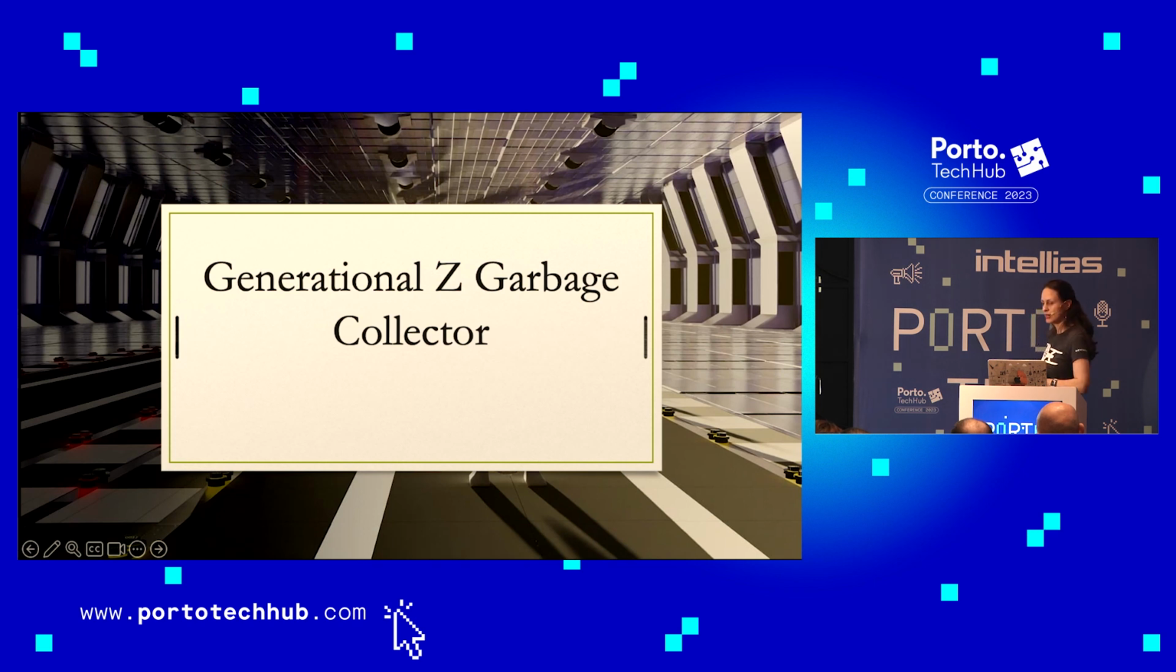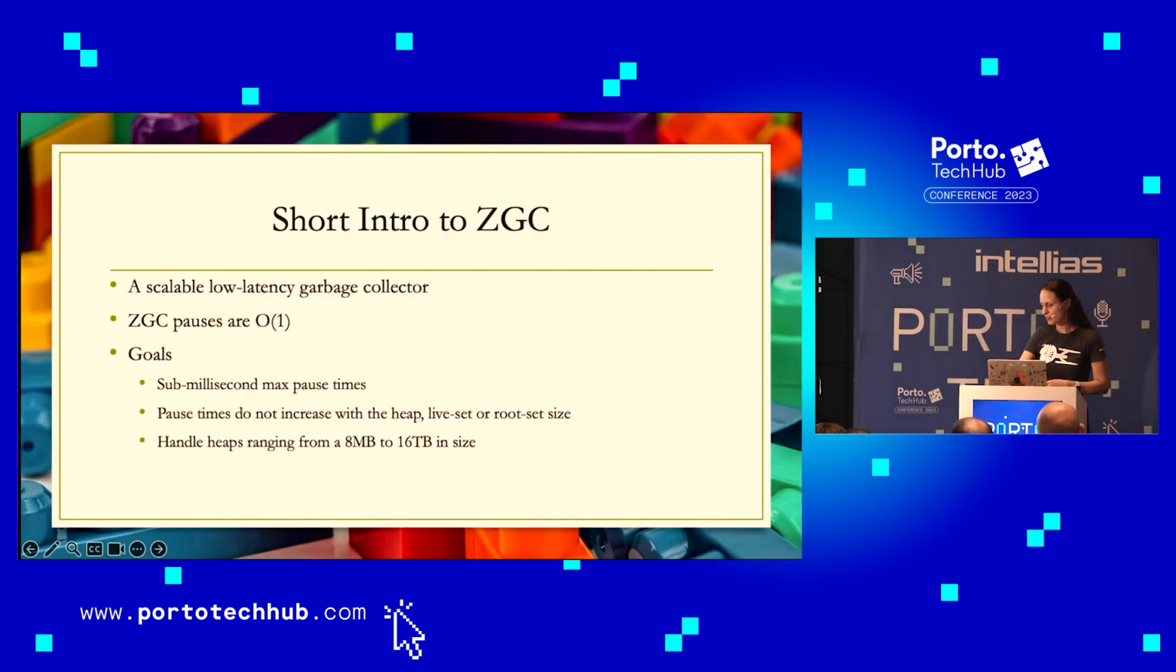So let's get to the last garbage collector that I want to talk to you about, the generational Z garbage collector. Why is it called like that? Well, ZGC is already a garbage collector called like that. It was initially introduced as an experimental feature in JDK 11, and then declared production ready in JDK 15. But at its core, ZGC was a concurrent garbage collector.